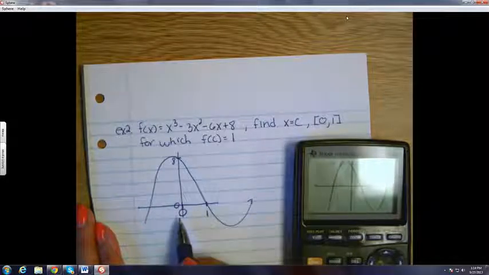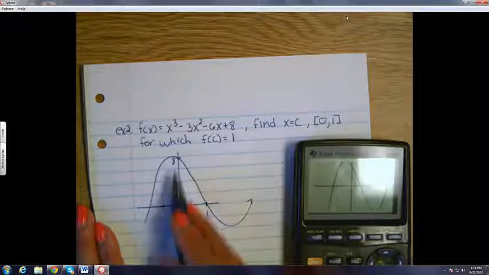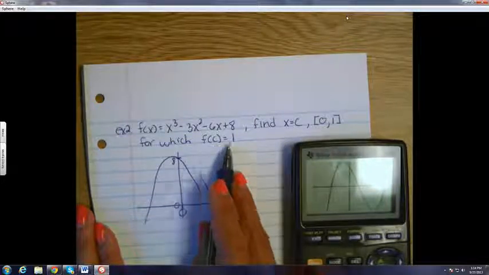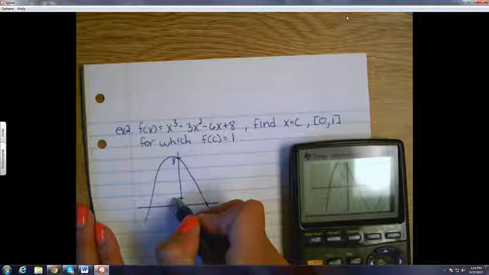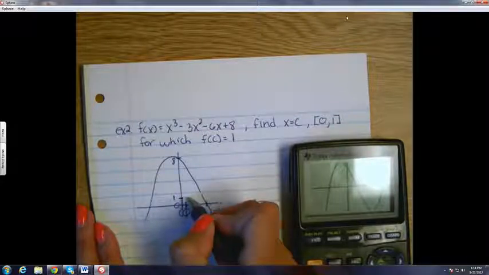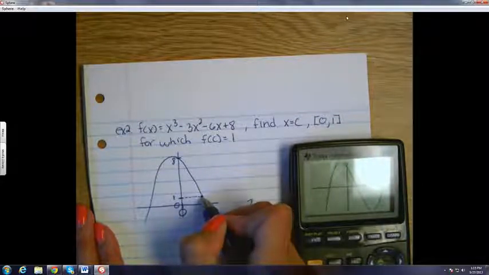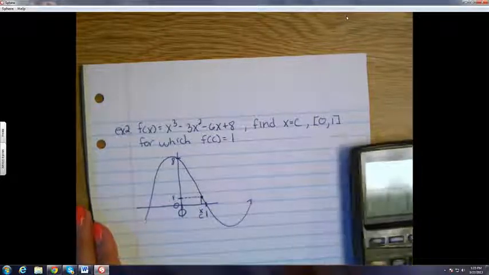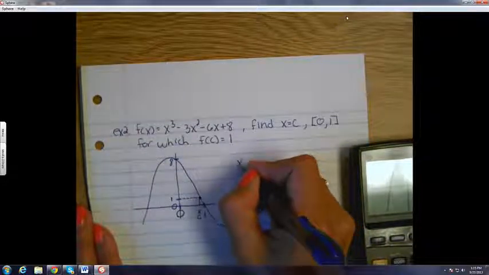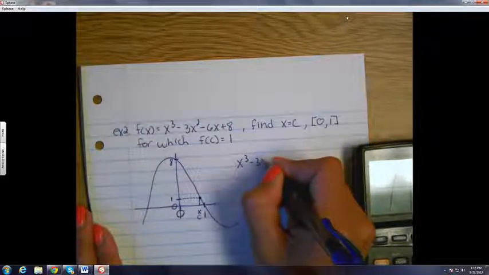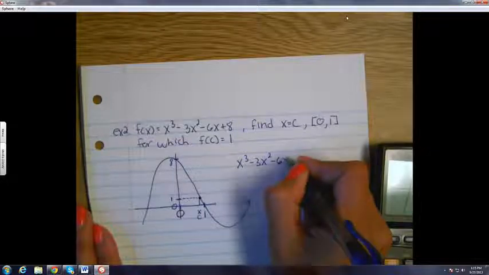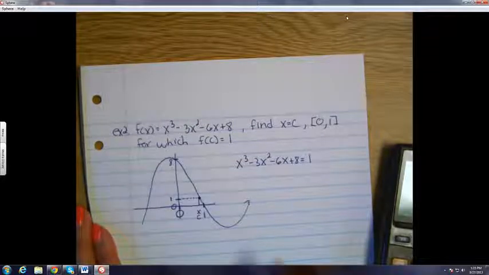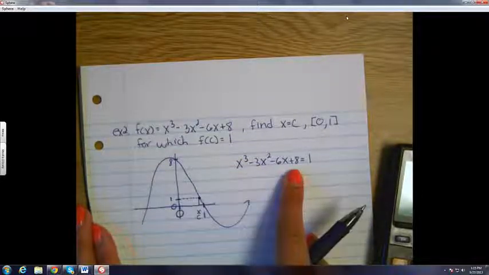So we've established a y window of 0 to 8. The x window is 0 to 1. We're looking, where does the function equal 1? 1 is way down here. I want to know what this x value is, which we're calling c. So what we need to do is set this thing, x cubed minus 3x squared minus 6x plus 8, equal to 1. Well, try all you want with algebra. Good luck trying to solve that for x.